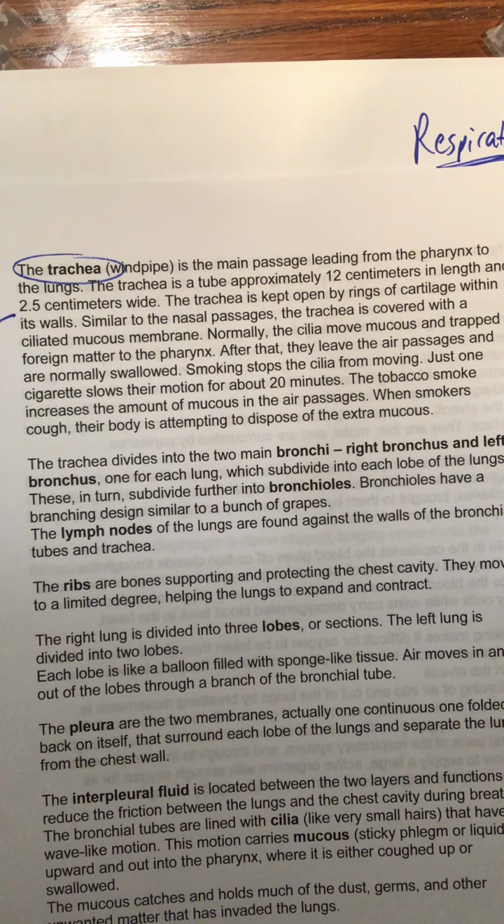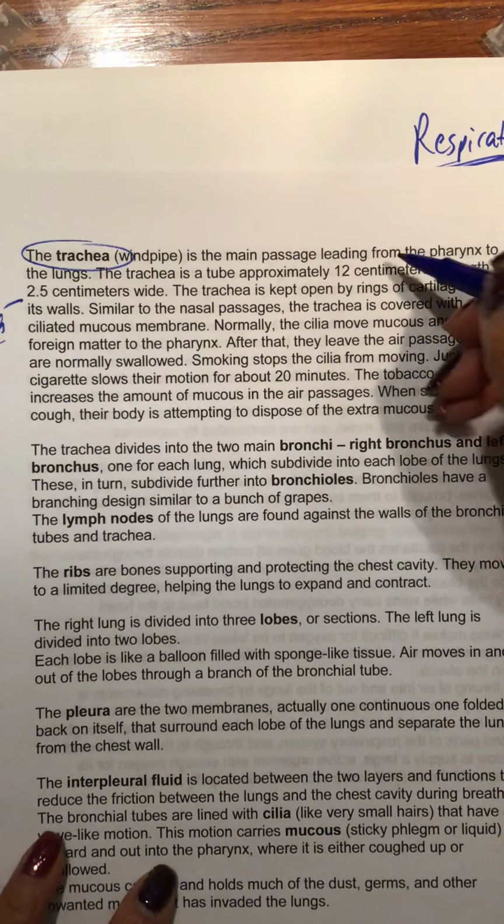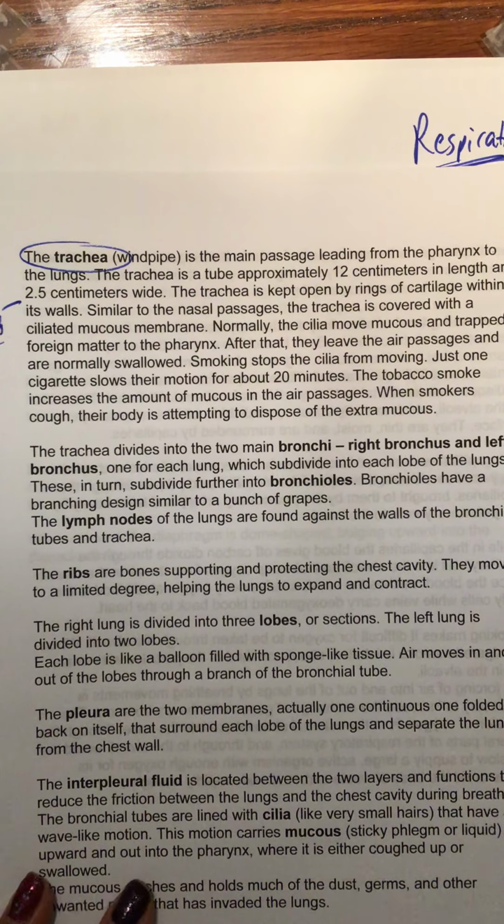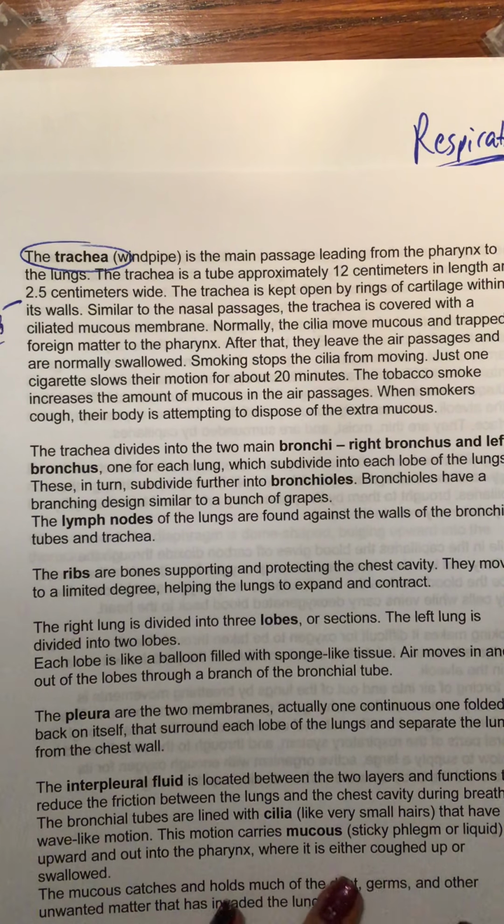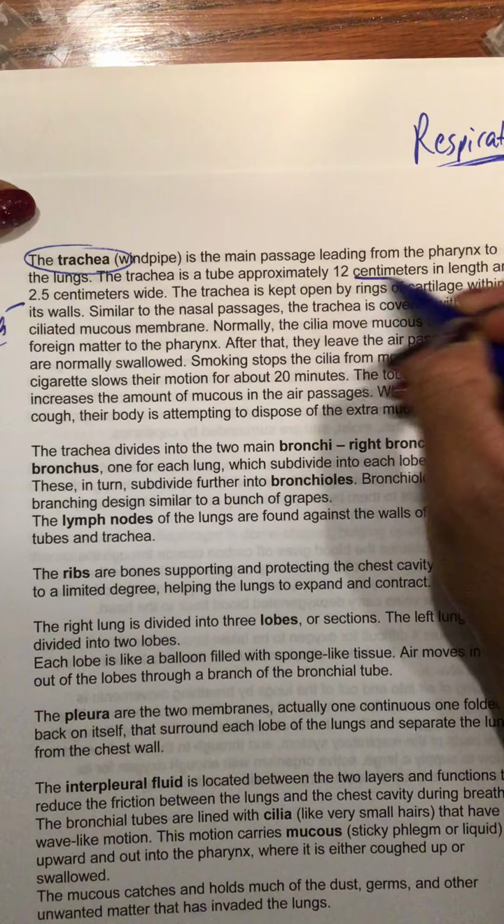So it's about 12 centimeters. So there are 2.54 centimeters in an inch. So 12 divided by 2.54, it's about 5 inches. So this is about 5 inches in length. So that is the trachea. So it's about one hand length. So the length of your palm, this 12 centimeters.